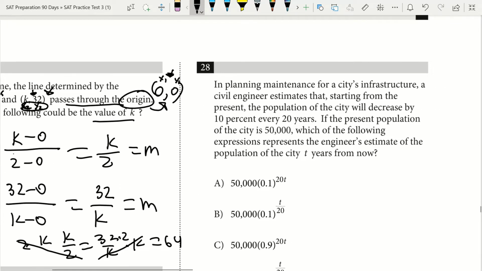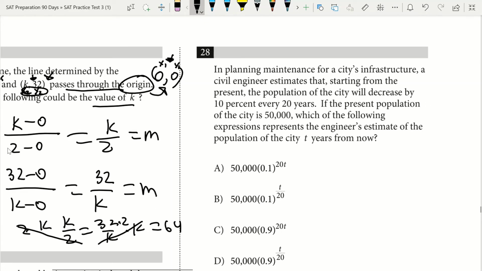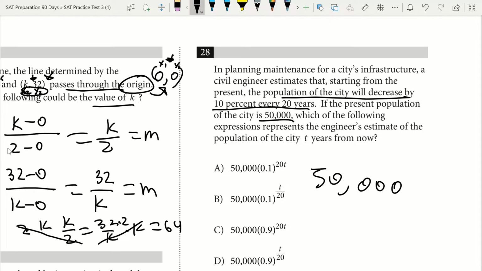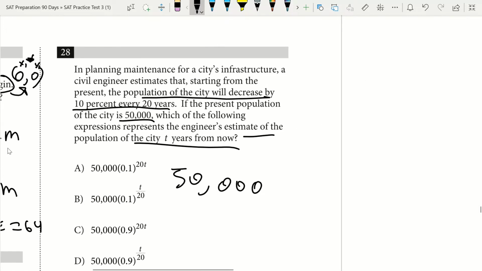All right, 28. In planning maintenance for a city's infrastructure, a civil engineer estimates that starting from the present, the population of the city will decrease by 10% every 20 years. If the present population is 50,000, which of the following represents the engineer's estimate of the population of the city t years from now?